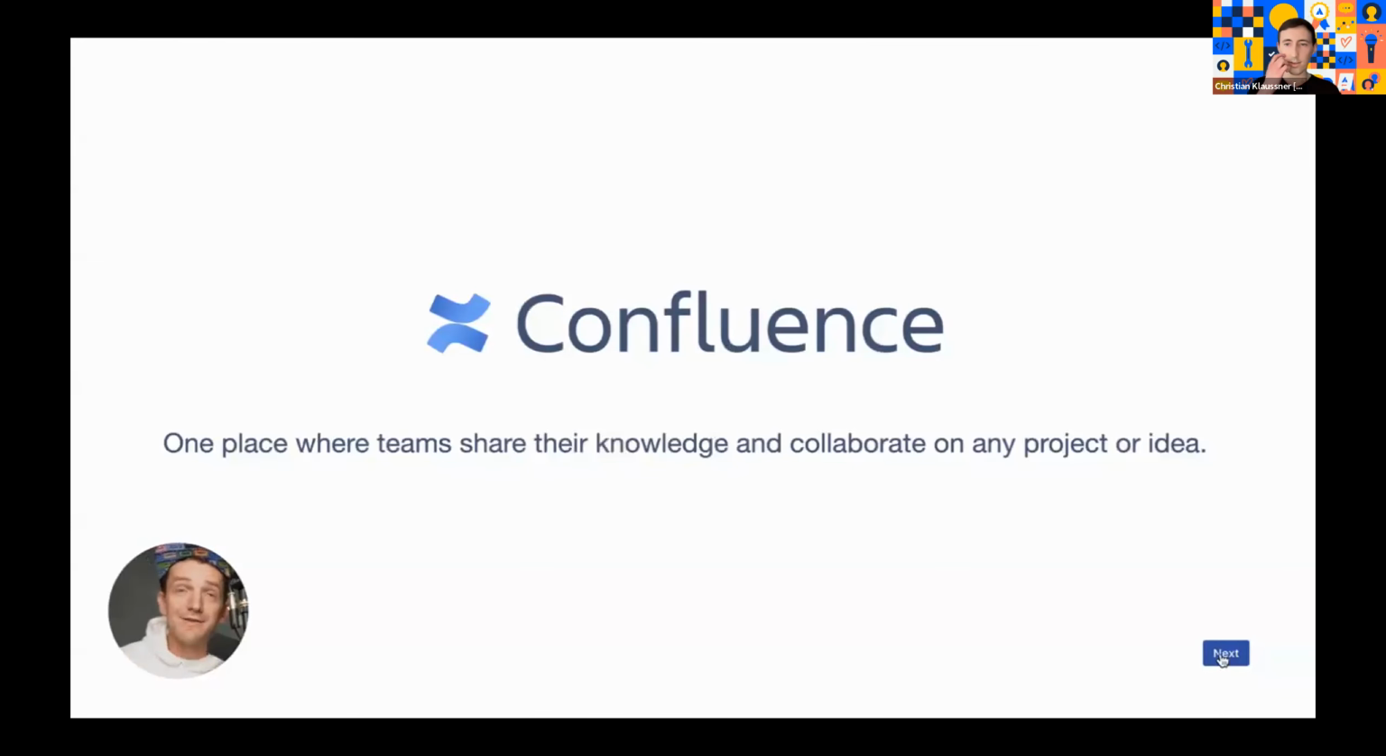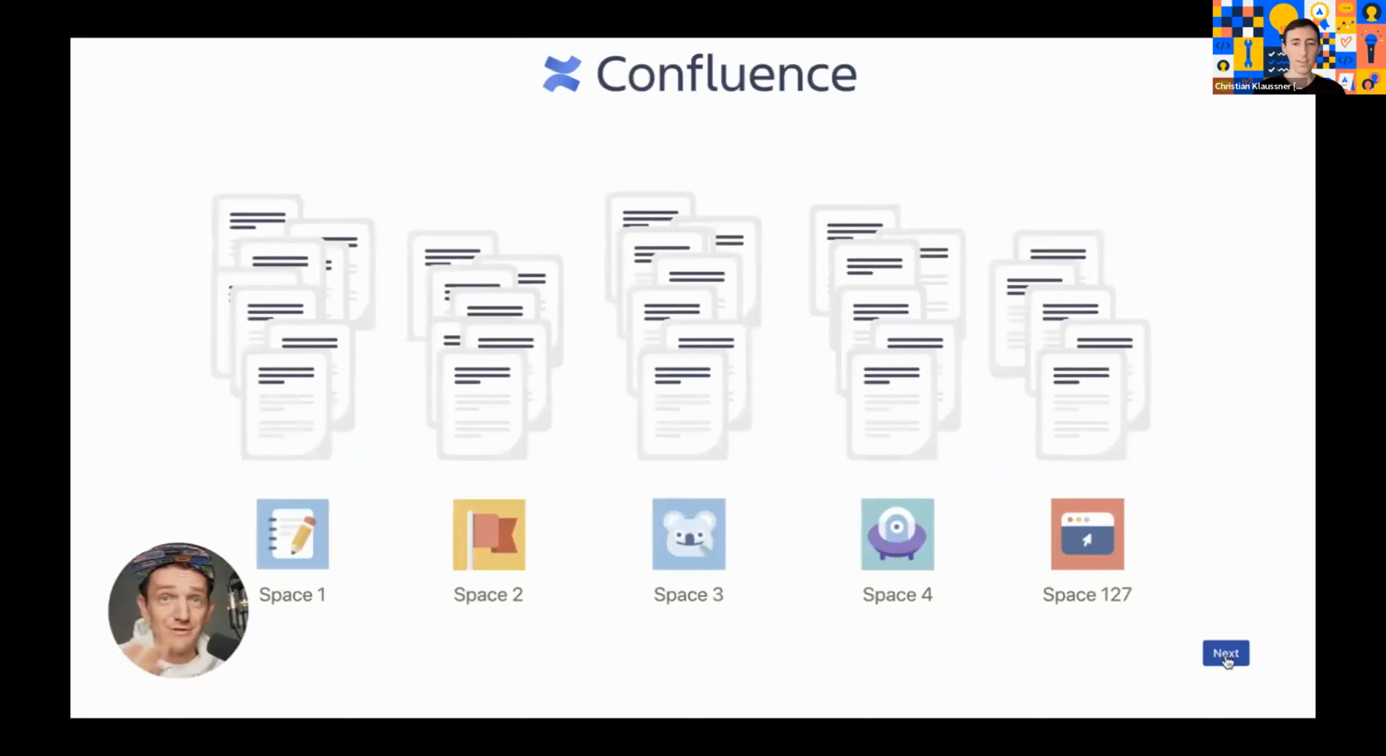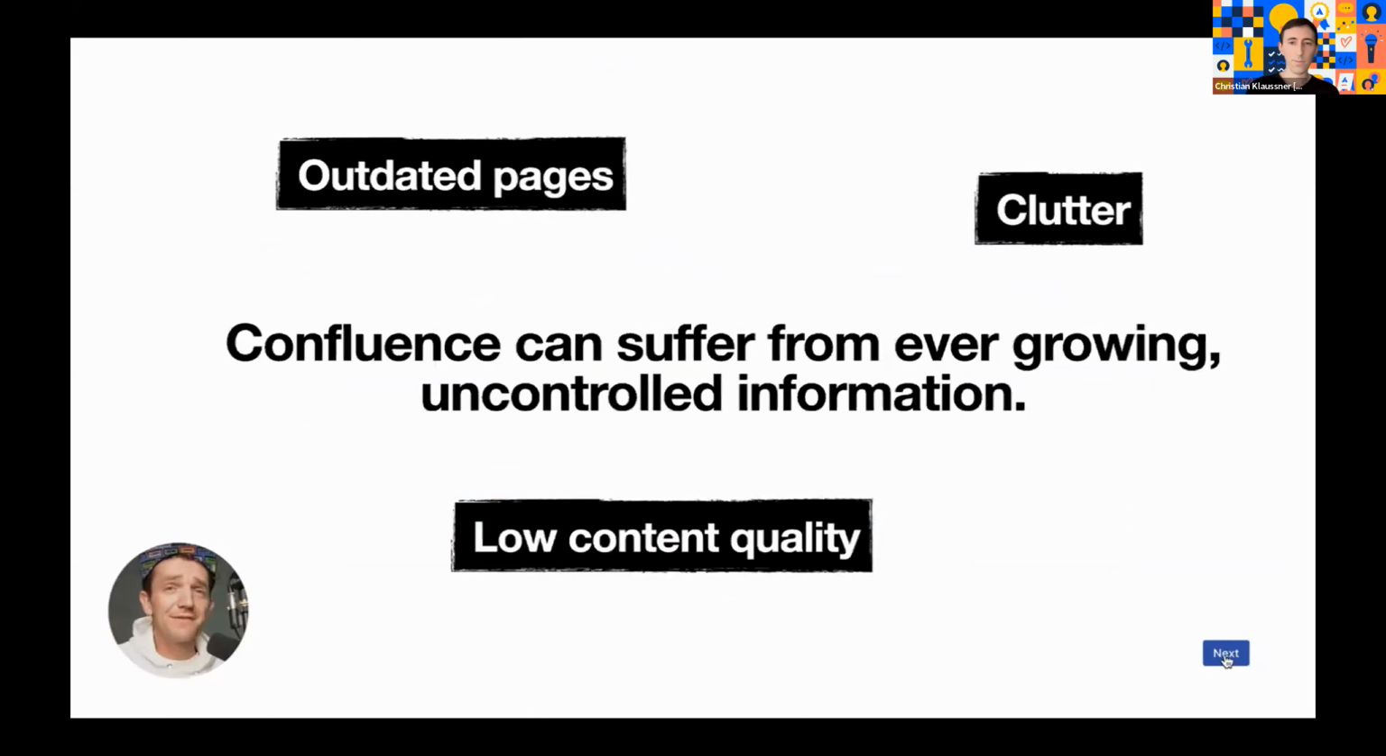So I like to talk about Confluence, and you know that Confluence is a great tool for creating a knowledge base and sharing ideas with others. And you create pages, you create more and more pages and more spaces. And suddenly over time, there's ever-growing uncontrolled information everywhere. So you have many outdated pages, clutter, and an overall low content quality.